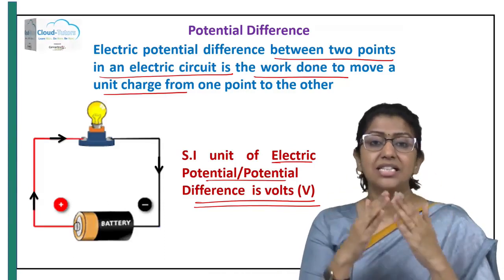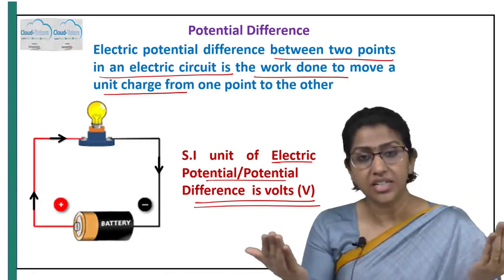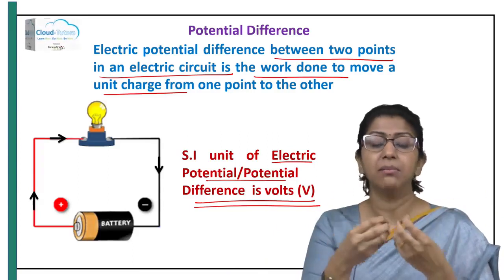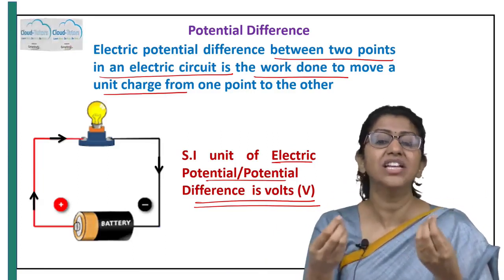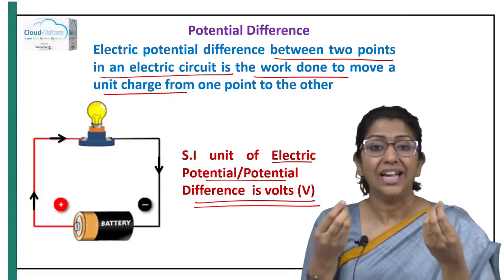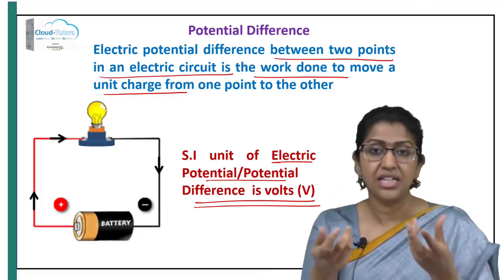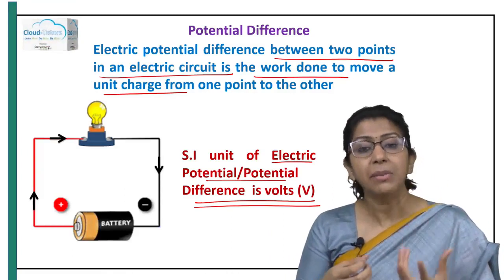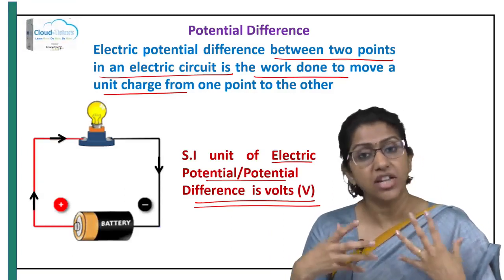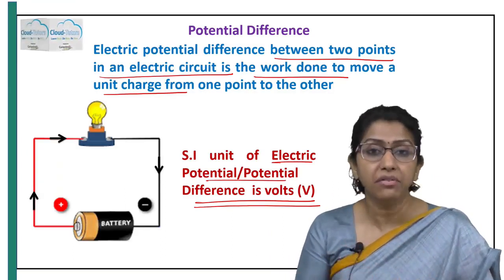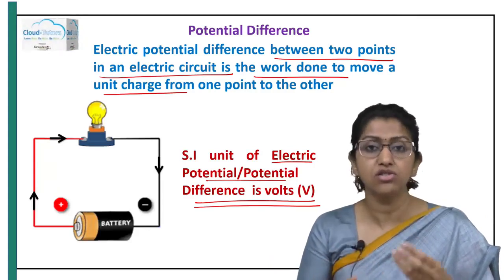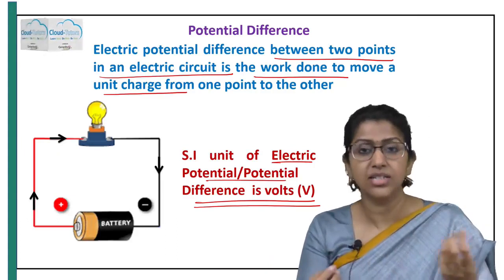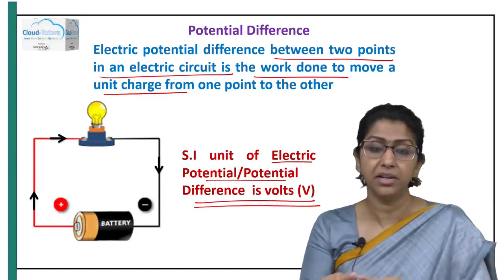Electric potential is in terms of a larger distance, and we are not talking about the difference between two points which are very, very close in a circuit. Whereas potential difference is basically within a circuit. So what do we mean by electric potential? Electric potential is the amount of work done on a unit charge to bring it from infinity, from a larger distance, to a given point in a circuit.